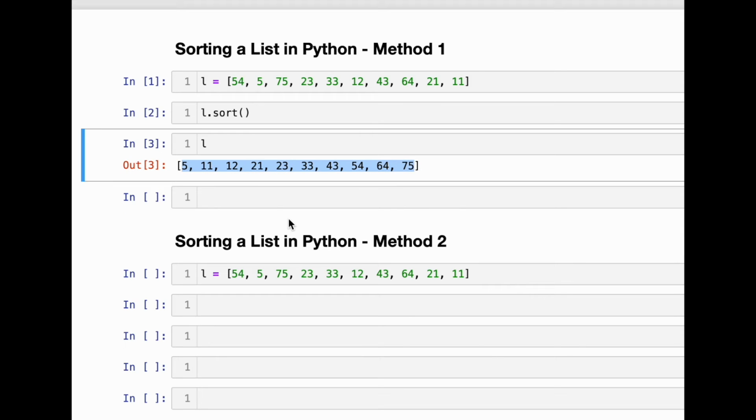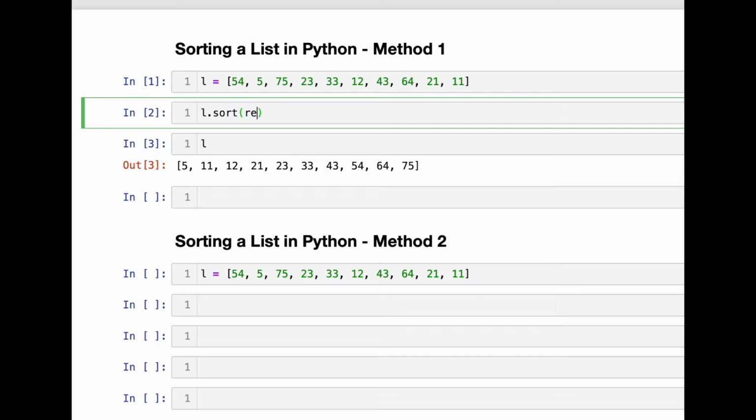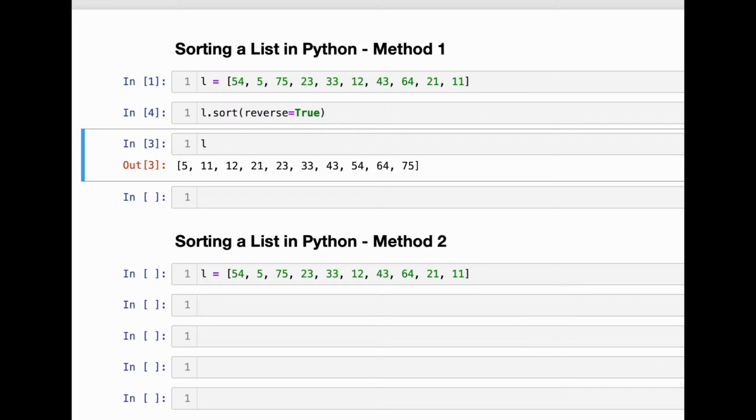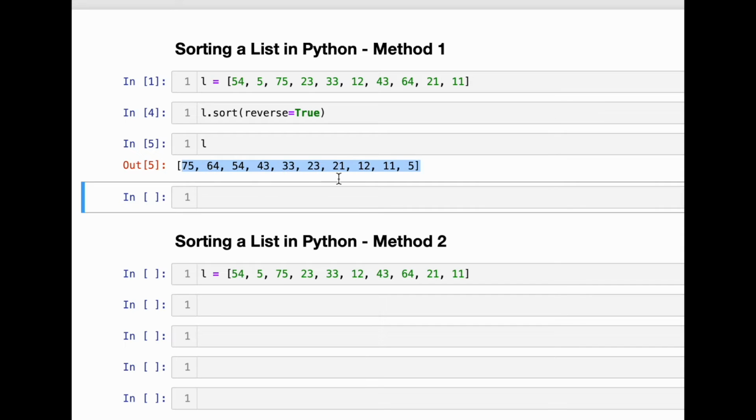Let's say you want this list to be sorted in descending order. For that you pass reverse equal to True within the parentheses. Now you can see the list has been sorted in descending order.